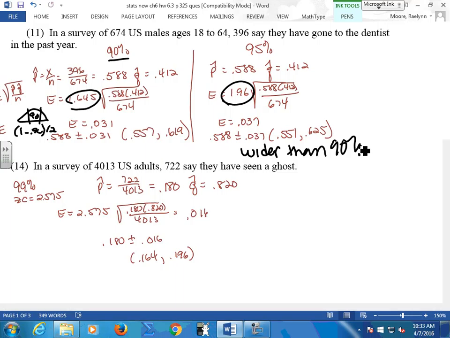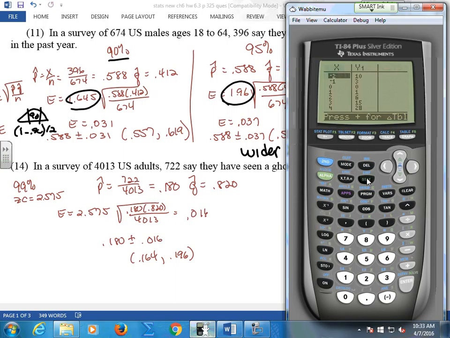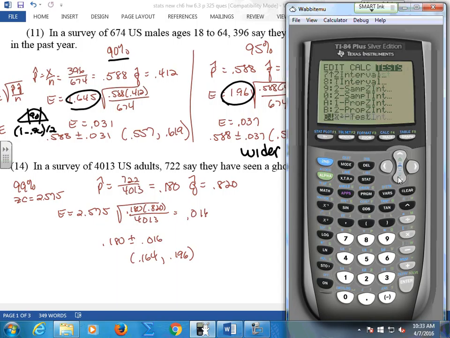Construct a 99%. Okay, same way. Your calculator's really nice for this. Just go to Stat, go to Test. Now pull up the word interval all the way to the top, because you know you're dealing with intervals. We did a Z interval, we did a T interval. So, 1 proportion Z interval. You want to do A.